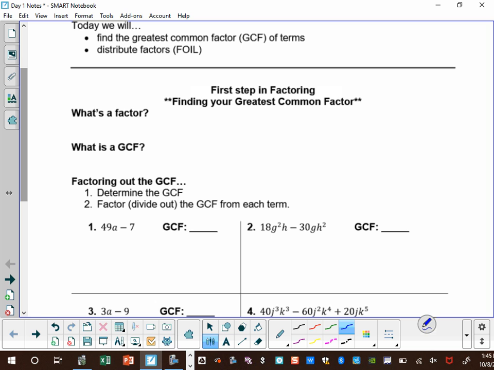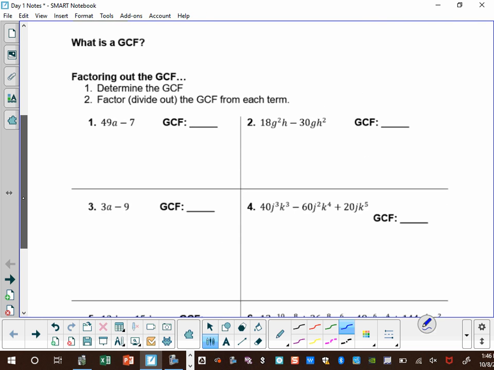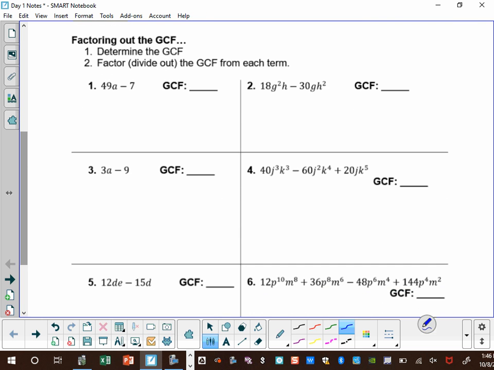But it says, what is a factor? It is a monomial or a binomial that is a part of an expression when pulled apart. And what is a GCF? It is a number that is the greatest that two or more terms have in common, and it can be evenly divided by that term. The reason why I'm not going to make you write that down is because I'm not going to quiz you on the definition. I just need you to be able to recognize it and know how to do it when you see it. So let's factor out our GCF.